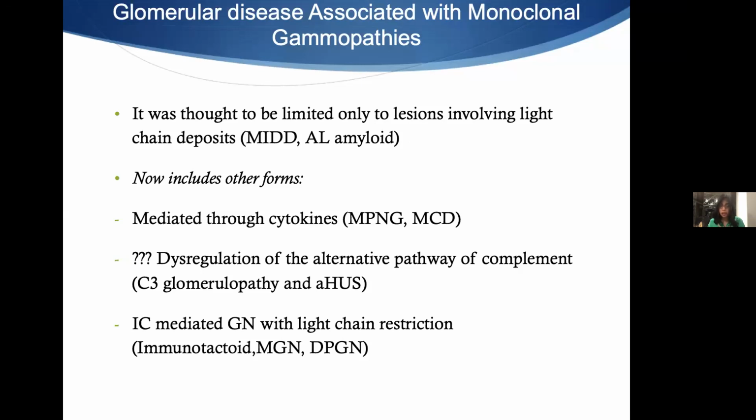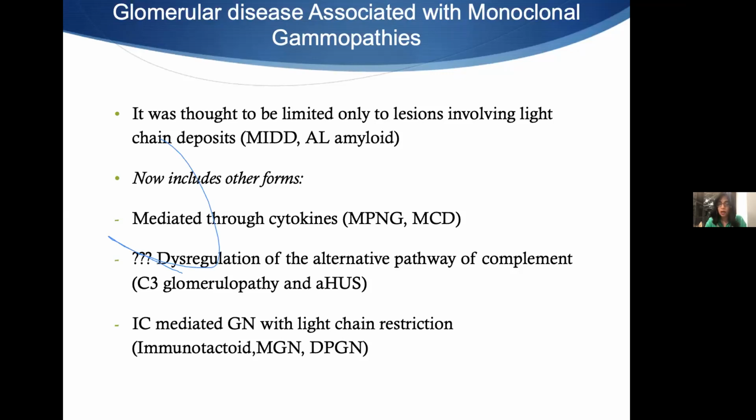And the injury here, or the mechanism, could be mediated through cytokines, like when you get a minimal change disease, for example, or through dysregulation of the alternative pathway of complement. So you end up with a C3 glomerulopathy, or with a thrombotic microangiopathy. Or you can have an immune complex mediated GN with light chain restriction. So we're moving here into another section of the spectrum of these diseases.